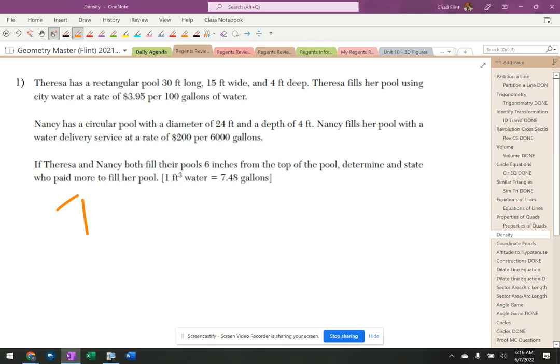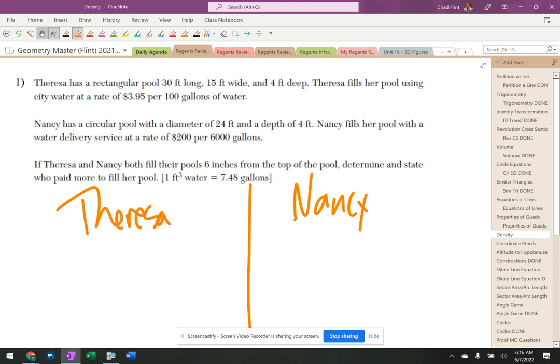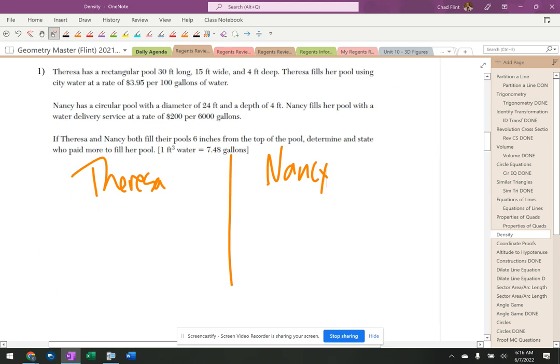So basically I'm going to make two columns here. I'm going to make Teresa over here, and then I'm going to make, what's the other person's name? Nancy. Two nice suburban women that are going to fill their pool up, I guess. If I look through there, it says the pool is 30 foot wide, 15 foot, 4 feet deep. Circular pool with a diameter of 24 feet and a depth of 4.